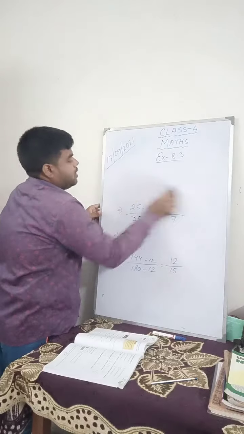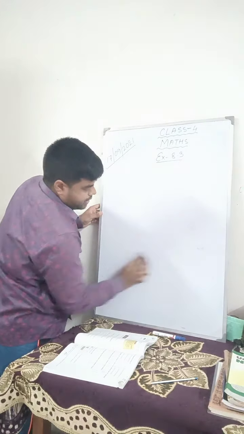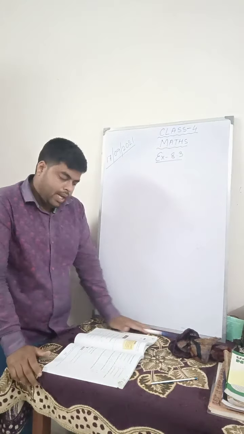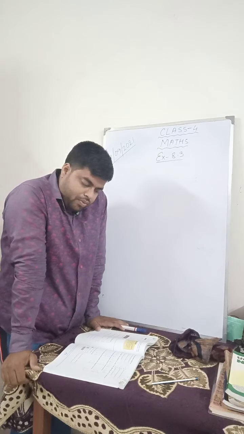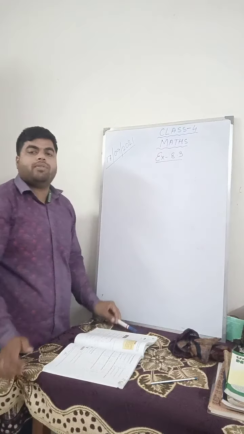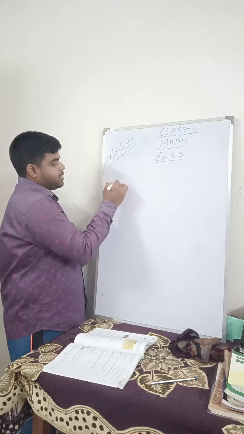Next, question number 6. In question number 6, let us see what they have asked us: to check whether the fractions in each of the following pairs are equivalent. So you have to check. So let us see question number 6a.